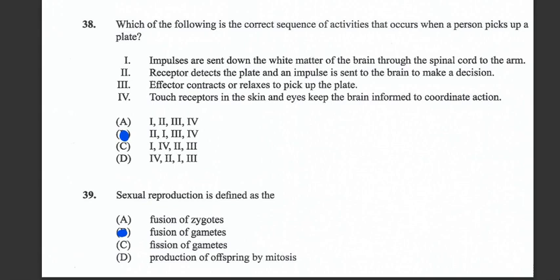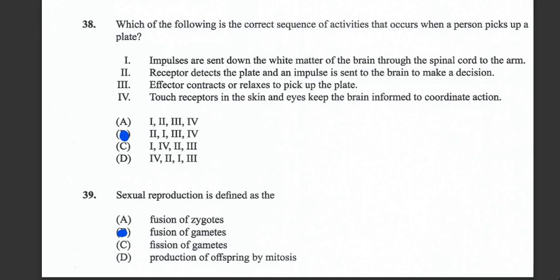So the receptor now sends the signal back to the brain, and therefore we know that we need to drop it. We have seen that the impulses are sent down through the white matter of the brain, through the spinal cord, to the arm. So it's like the impulse is sent back down through our spinal cord and through our arm. That's where we have the reflex.